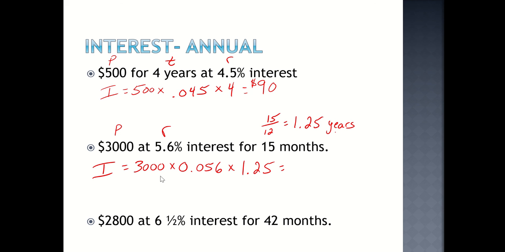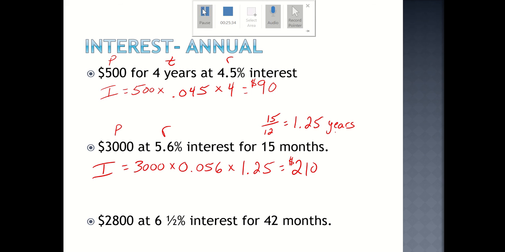And the interest is equal to the principal, 3,000 times the rate, 0.056 times the time, 1.25, and we get 210. So that is how much interest you make. You now have $3,210. Try the last one on your own. Pause the video now. $2,800 at 6.5% interest for 42 months. Try this one on your own.